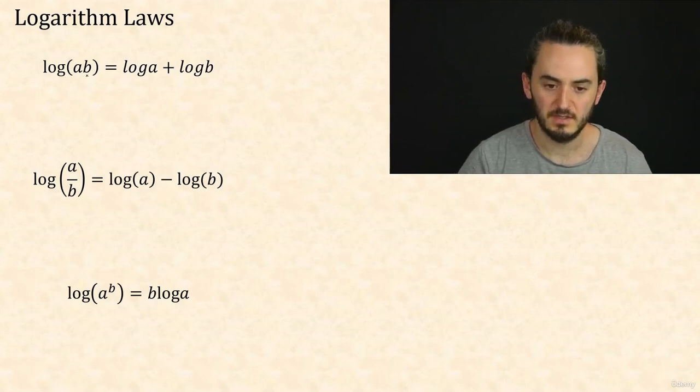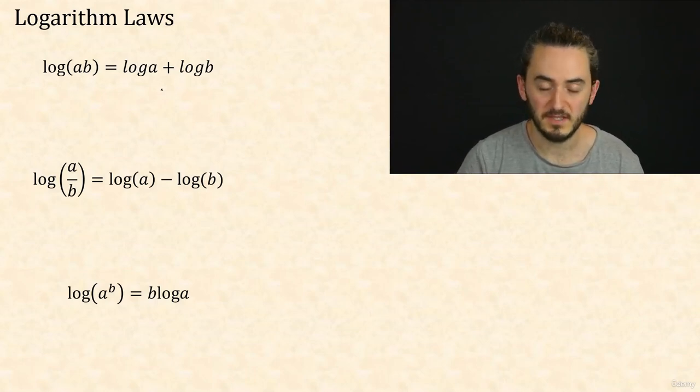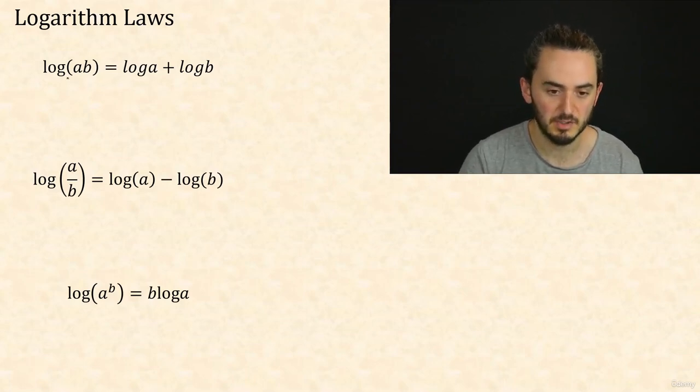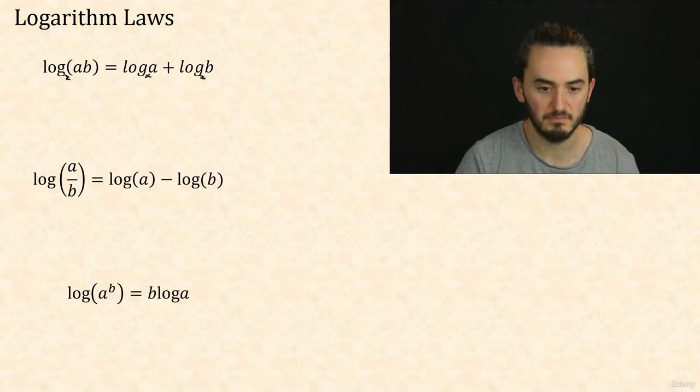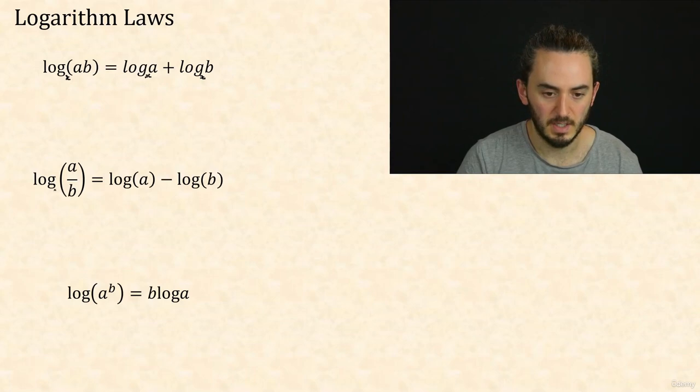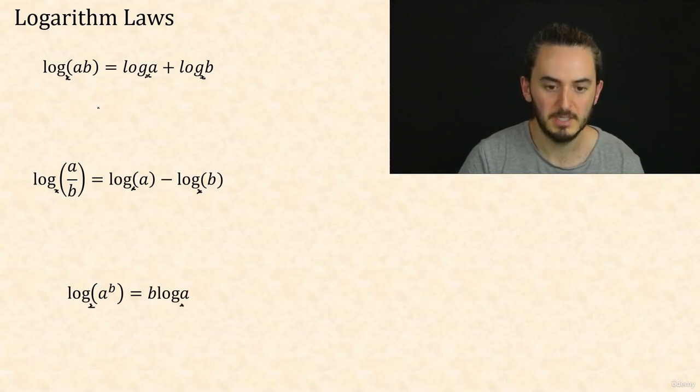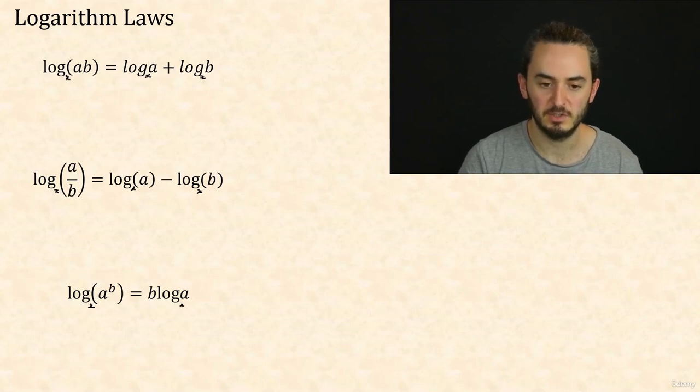You'll notice I haven't written a base for any of these logs, and that's because the base can be anything as long as it's the same throughout. Sometimes you might have log base x of ab equals log base x of a plus log base x of b. As long as the base is the same across this whole equation, it's true. It could be log base 2, log base 5, log base 12.9. Any base, these are true, as long as it's the same across the whole thing. So it couldn't be, for example, log base 2 of ab equals log base 3 of a plus log base 10 of b. That wouldn't be true.